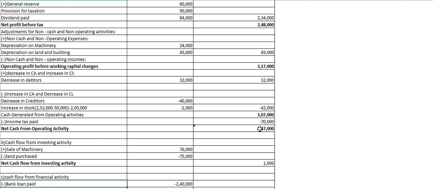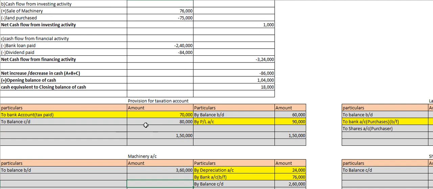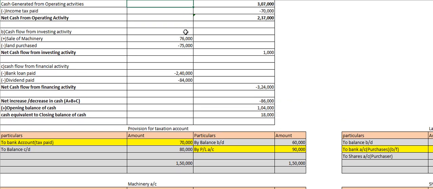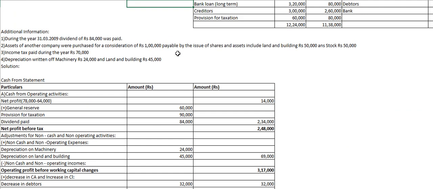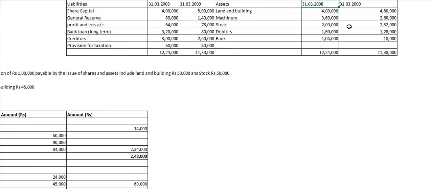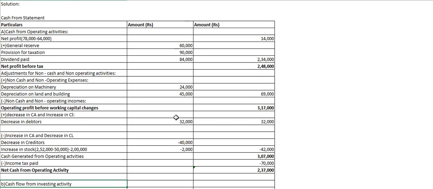So net cash from operating activities is 2 lakh. Then when you minus your income tax paid of 70,000, which you got from your provision for taxation, you will get 2,37,000, which is net cash from operating activities. I again repeat the point of stock. If you see your stock, it is 2,52,000 last year and 2 lakhs the current year. This 2,52,000 includes the stock which was purchased by issuing shares. So 2,52,000 minus 50,000 minus 2 lakhs, you will get 2,000 as your answer.